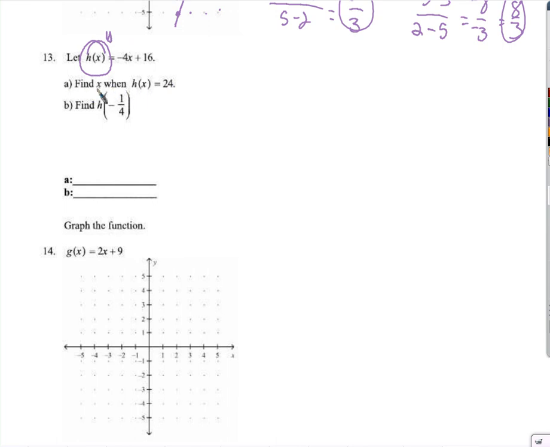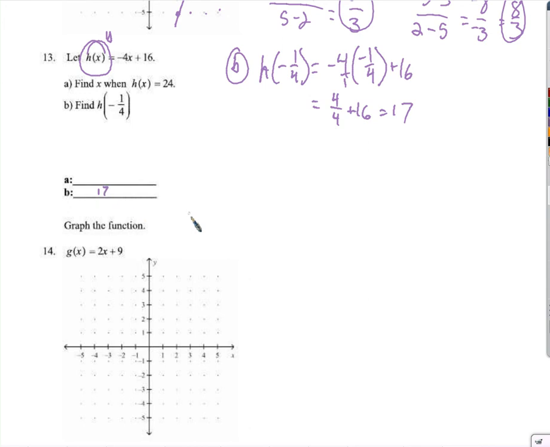So find x when h of x equals 24. Let's start with b. So h of negative 1/4. Notice h of x is how it's written. And look down here. What's here where x used to be? Negative 1/4. What does that mean? It means I want you to plug in negative 1/4 for x. Right? I've replaced x with negative 1/4. I want you to do the same. So h of negative 1/4 equals negative 4 times negative 1/4 plus 16. Negative 4 times negative 1, that's 4 over 4 plus 16. That's a 1 plus 16, that's 17. So b is 17.